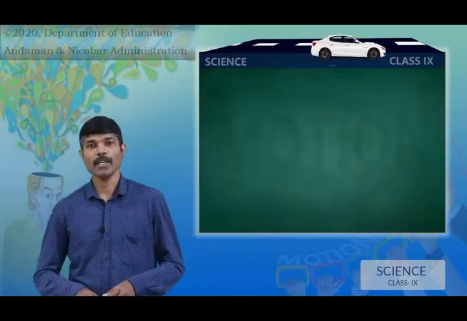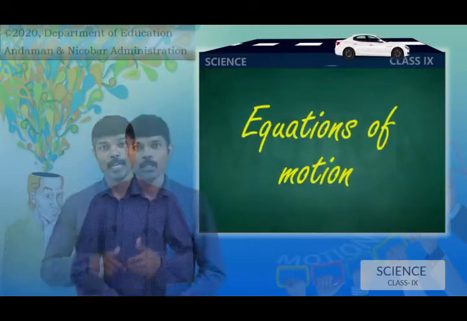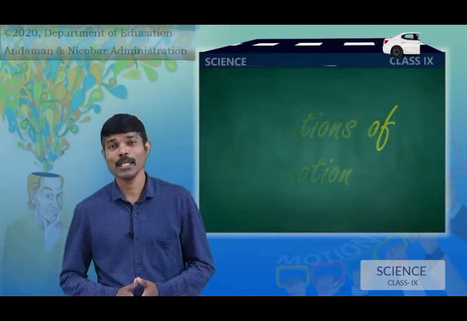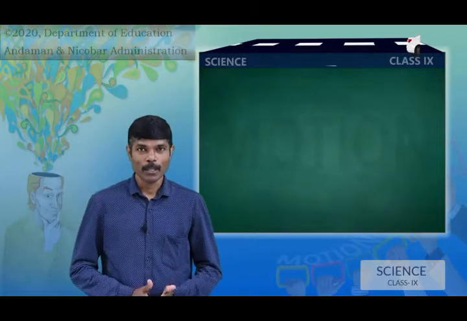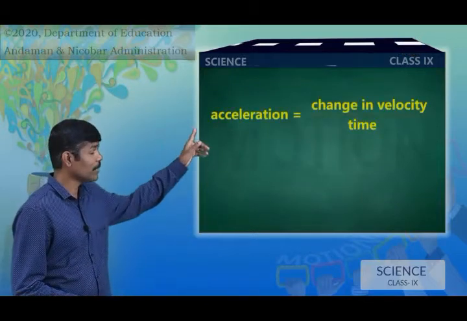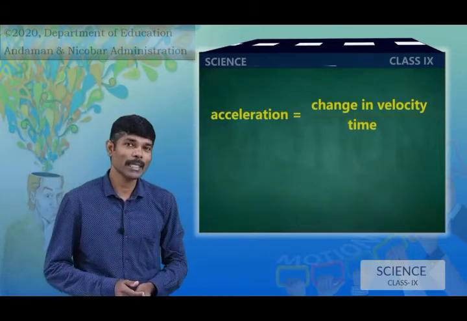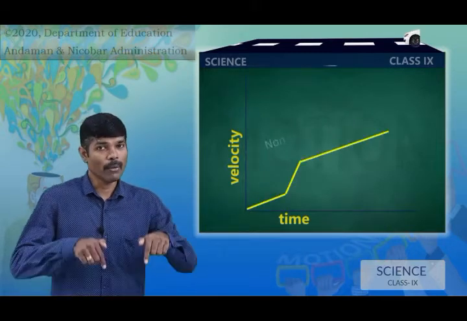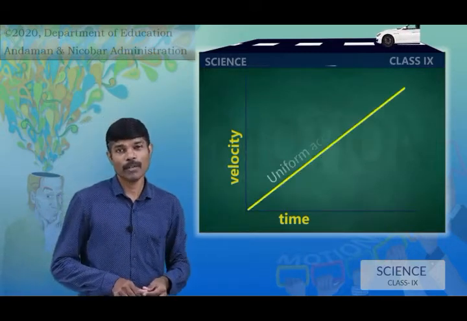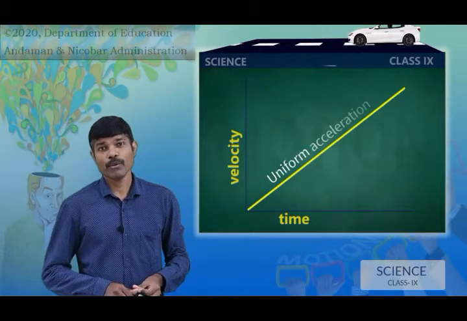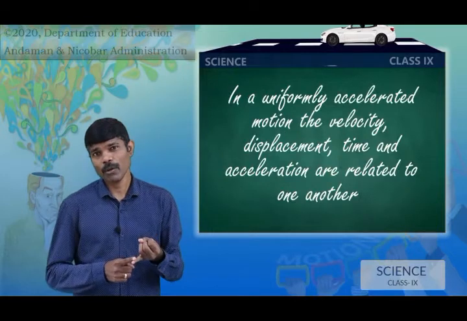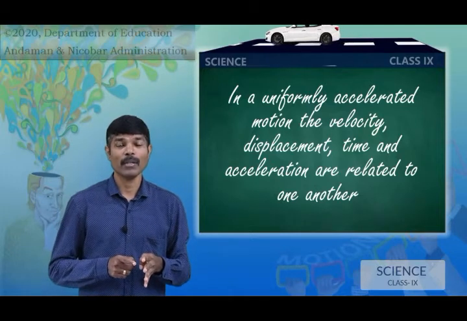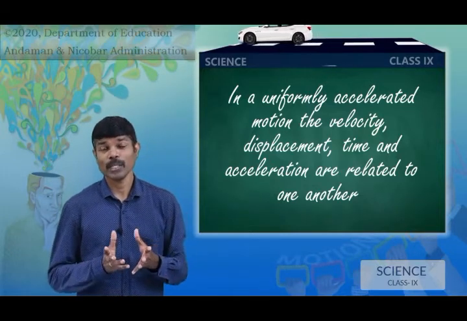Now in today's class we will learn about the equations of motion. So as you have studied, what is acceleration? Acceleration is the change in velocity with respect to time, right? So as you can see, acceleration is the change in velocity divided by time. We have also learned that acceleration may be uniform or it may be non-uniform. Now in this class we will see only uniformly accelerated motion. In uniformly accelerated motion, initial velocity, final velocity, distance and acceleration all depend on each other. So they are related to each other.